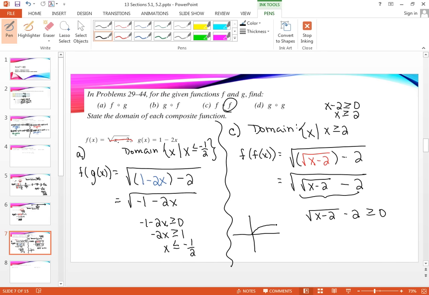So if I find where it equals 0, add 2 to both sides, square both sides, I get x minus 2 equals 4. Is that right? And then I add 2 to both sides, I get x equals 6. But that does not finish this in any way. I have to draw my number line. Here's 6. And then I'm going to test values on each side.